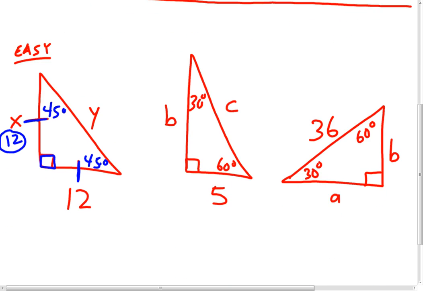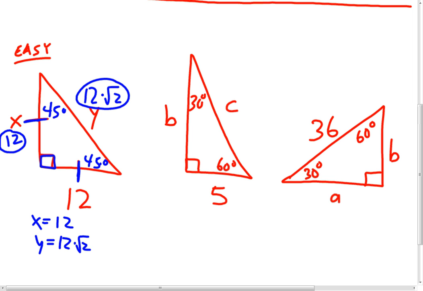Let's go back here. Done. X is 12, y is 12 times radical 2. We have bypassed the Pythagorean theorem because that pattern exists every time with a 45-45. Move to the 30, 60, 90. What did I tell you to circle first if you see a 30, 60, 90?